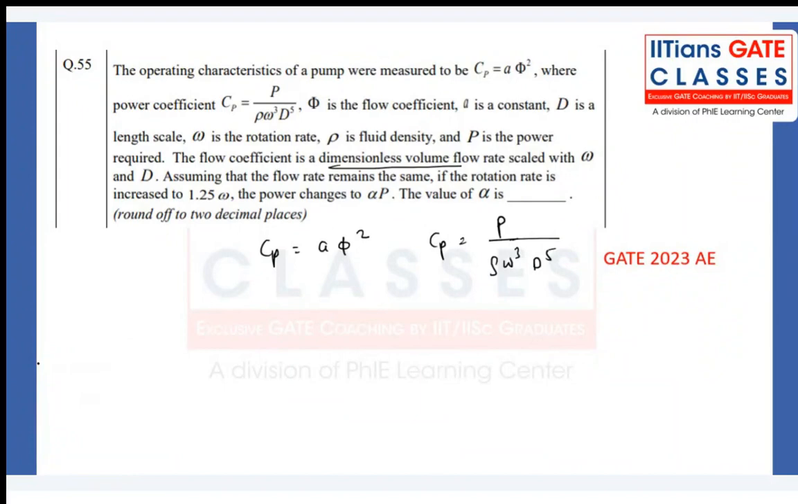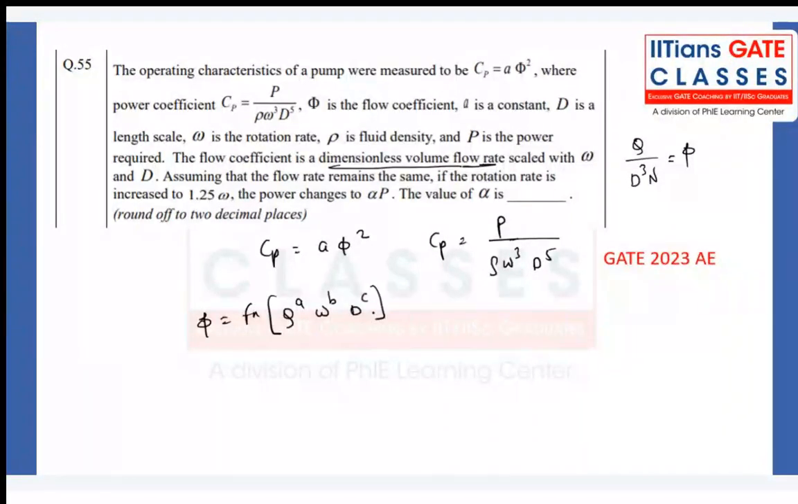If all are 0, then it is depending on certain things, right? See, we have to write Q by D cube into N. That is my flow coefficient, something like this. So it is depending on what? Discharge as well as D, right? So what can we write? Phi will be a function of Q to the power a, because it is a dimensionless flow rate, so it will depend on the flow rate also. Then we will require omega to the power b and D to the power c.